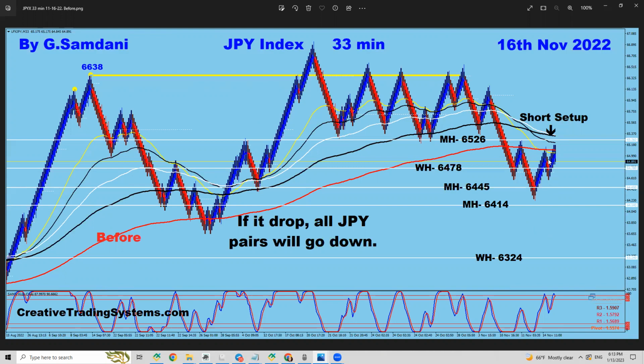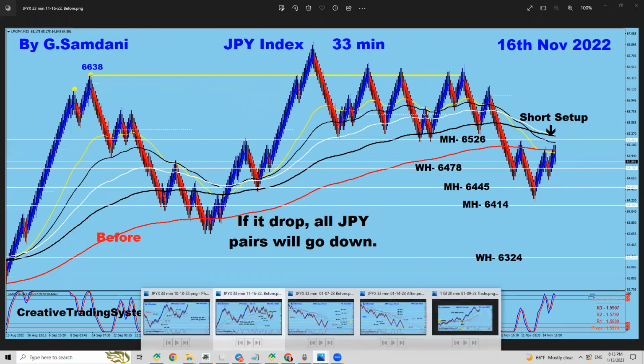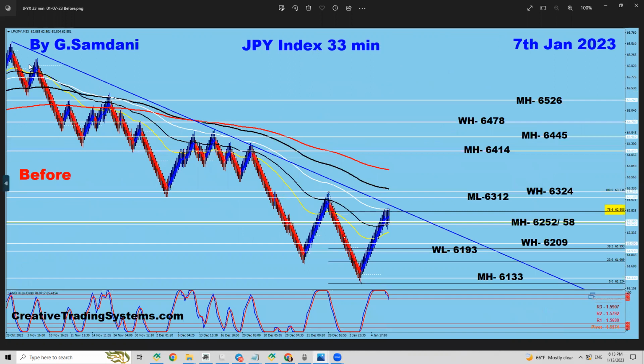It started dropping, and then this is the short setup I found. I said, okay, this is the first good short setup on the 33-minute chart, and after that the yen pairs should be dropping big time. This is November 16th, right? After that I had so many trades, and this one was all along from there. It started dropping, and then dropping, and then dropping.